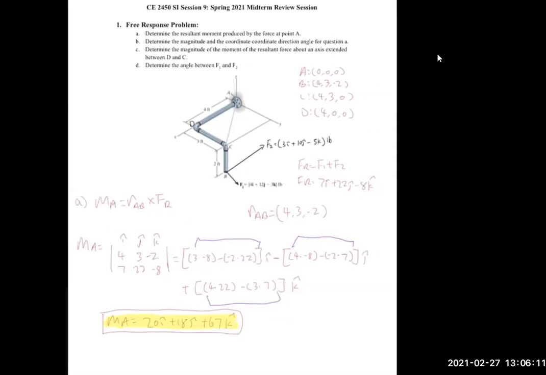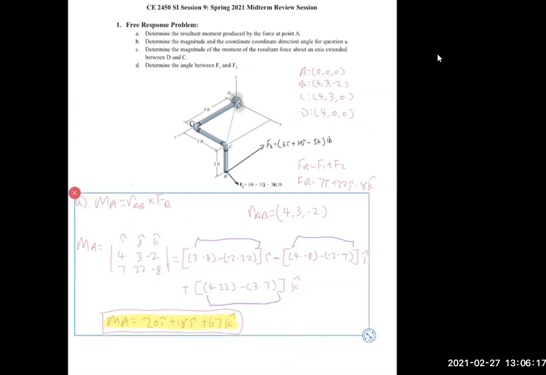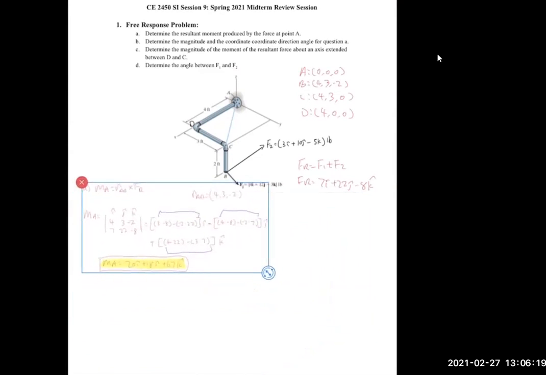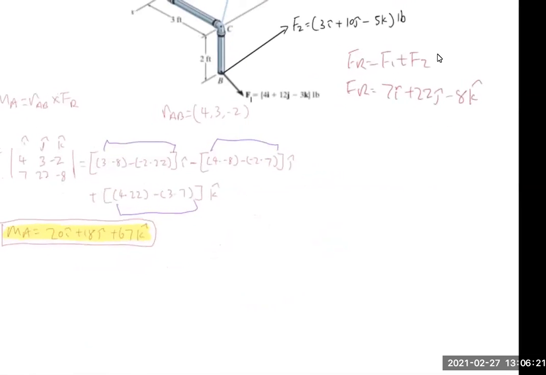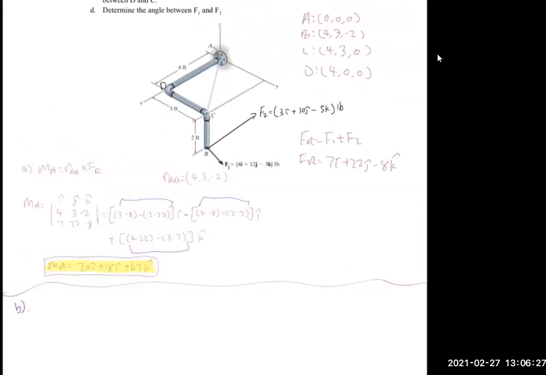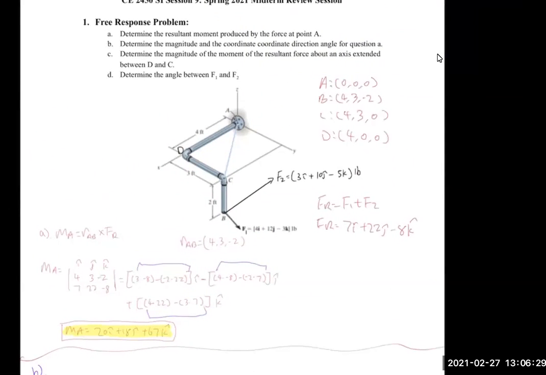Oh, my bad. I'm going to scale this down so I can do part B right here. I'm going to use a different color for part B. So this is part B. Part B says determine the magnitude and the coordinate direction angle for the question A.